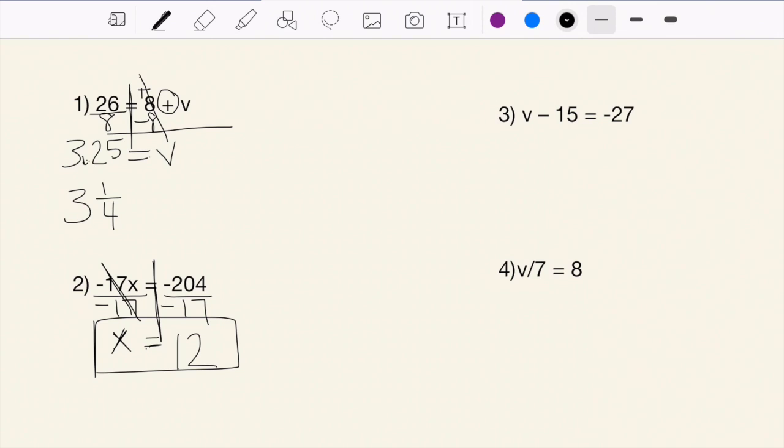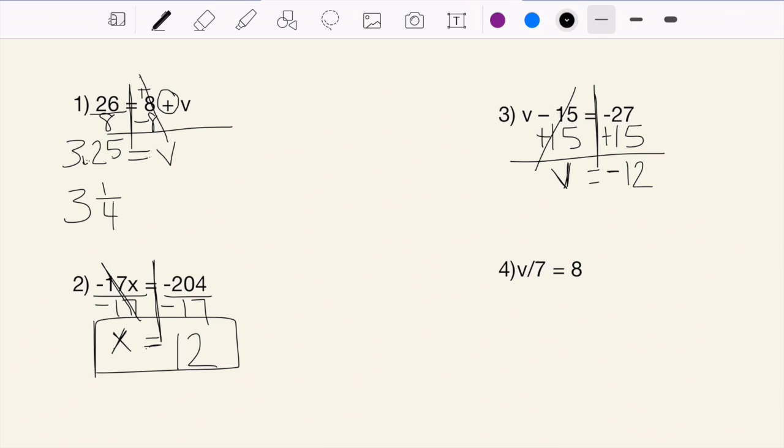All right, number 3, v minus 15 equals negative 27. So in this case, we have minus 15. So to get v by itself and to get rid of that 15, we're going to add 15 on both sides. We're left with just v over here. And then we have negative 27 plus 15 would give us negative 12. And on these ones, you can use your calculator, or if you want to do it by hand and you're having trouble with your positive and negatives, go back and review those lessons on those integers.